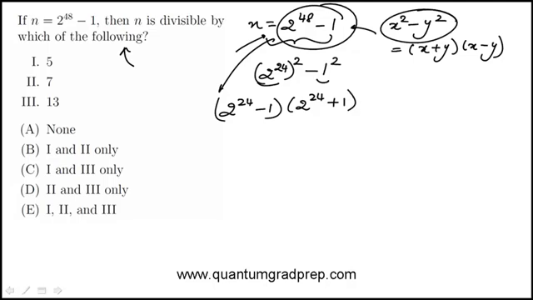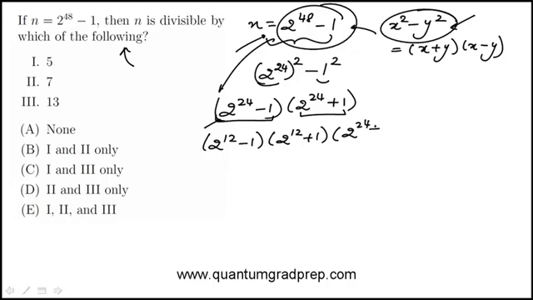Now we can apply the identity again to this piece. We can't do it to this one because that's plus 1, so it doesn't follow that format. So this would then become 2 to the 12 minus 1, 2 to the 12 plus 1. And we can keep doing this, at least to this portion. So that's 2 to the 6 minus 1, 2 to the 6 plus 1.